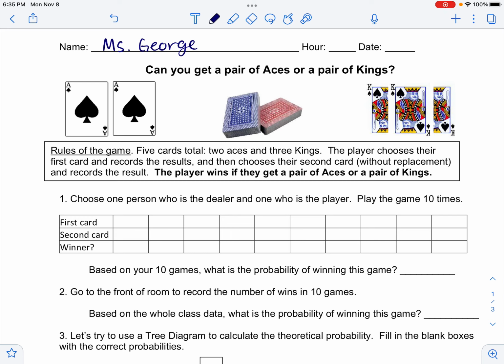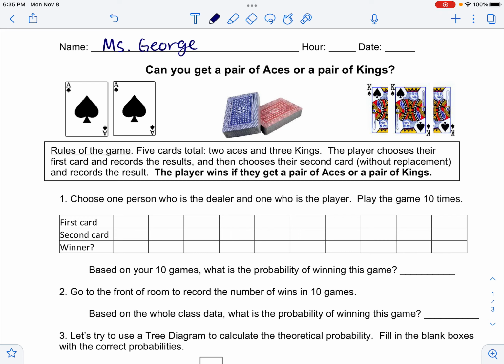The player chooses their first card and records the result, and then chooses their second card without replacement. So that means once I pick a card, I don't put it back in the deck, and then I record the result of the second pick. The player wins if they get a pair of aces or a pair of kings.